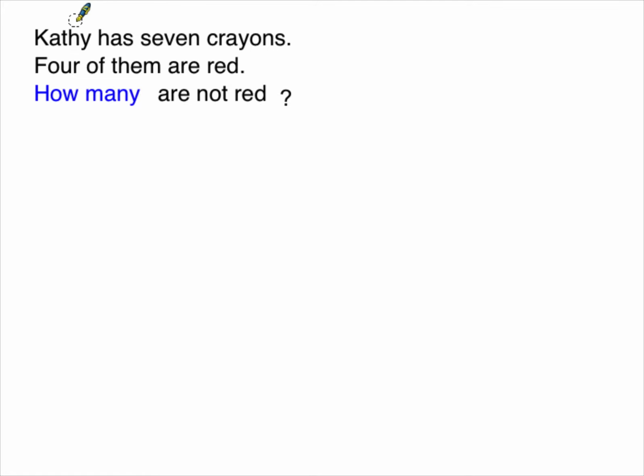Okay, Kathy has 7 crayons. 4 of them are red. How many are not red? Look, they did the numbers in words. So you start with 7 crayons. You can make circles instead of crayons. 4 of them are red, so you have to take away the red ones.